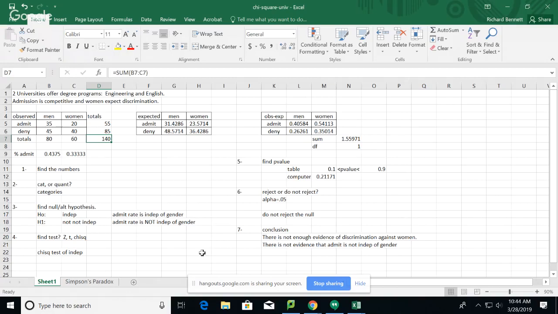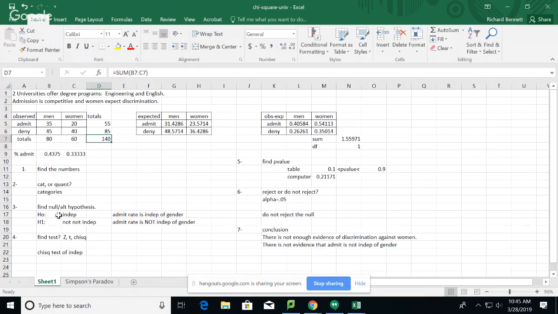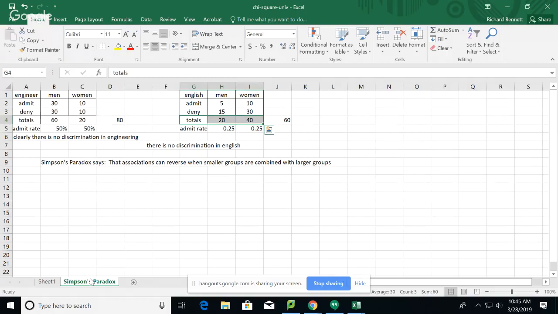Okay? So the problem is the engineering department is much bigger and it's got many more men, right? So even though there's no discrimination going on in engineering and there's no discrimination going on in English, okay? The problem is when you combine the groups, because the engineering group has more men than the smaller English group, which has more women, it gives you the impression that there's discrimination going on when in reality there wasn't. Okay? So this is an example of what we call Simpsons Paradox.